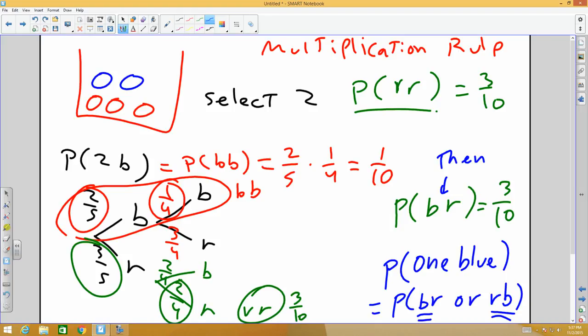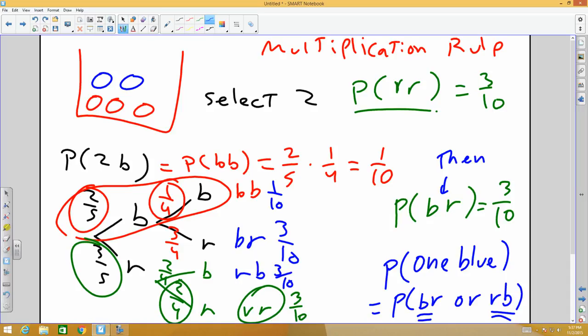Blue, red, or red, blue: yes, make both. Find the probability of both, and after you find that, we already have most of them. We already have the BR, which is 3/10. We got the BB also, which was 1/10. Now missing RB, which is also 3/10.